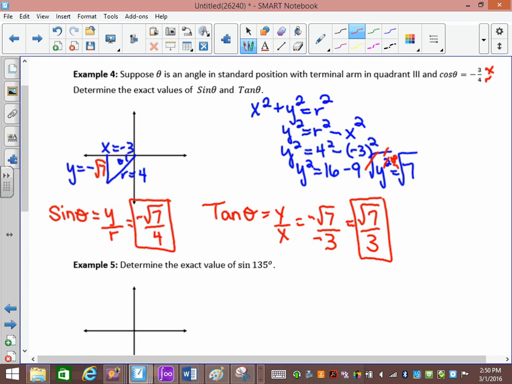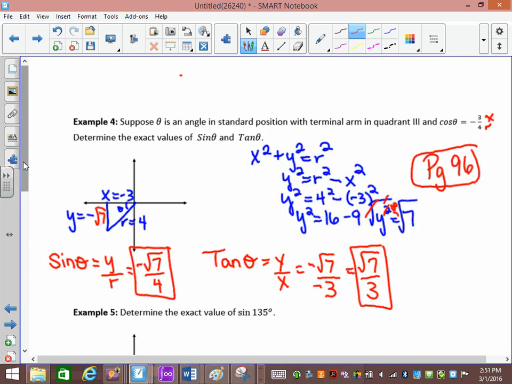Now you're going to go to number 8 in your textbook, page 96, number 8, and you're going to do that. What it says is it gives you a table, and it gives you the trig ratio in the table, and then it gives you what quadrant it's in, and it asks for the other two trig ratios. Okay, so that's what you're going to do.